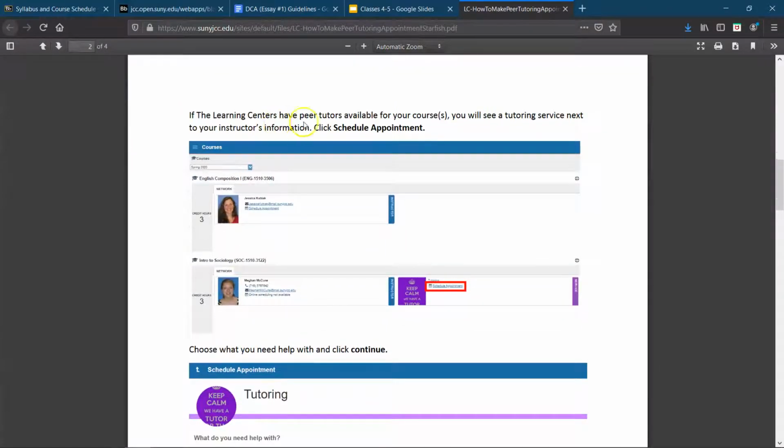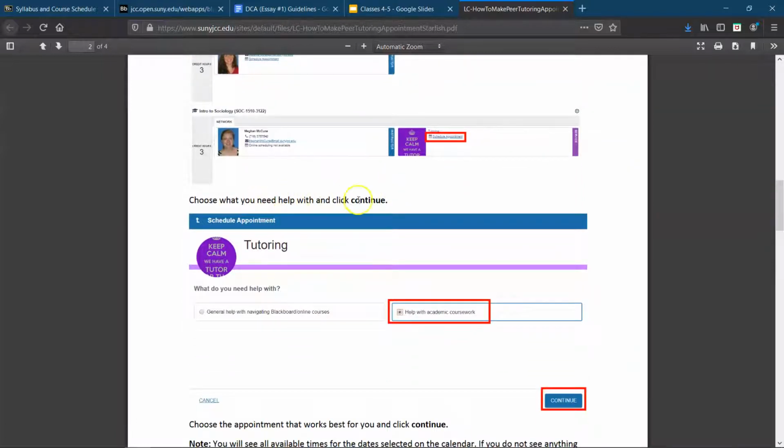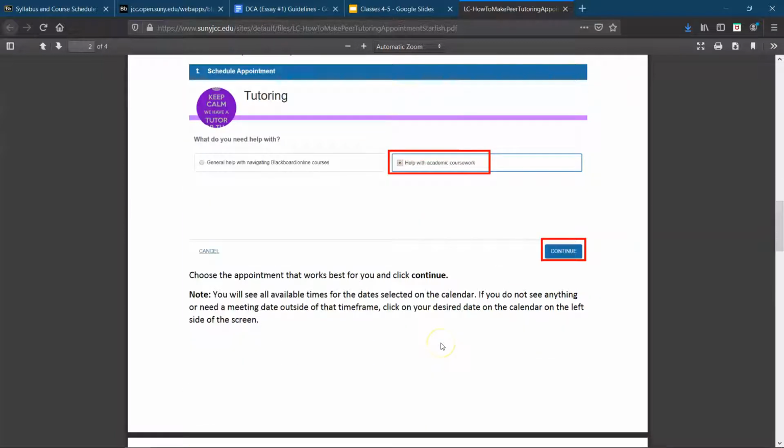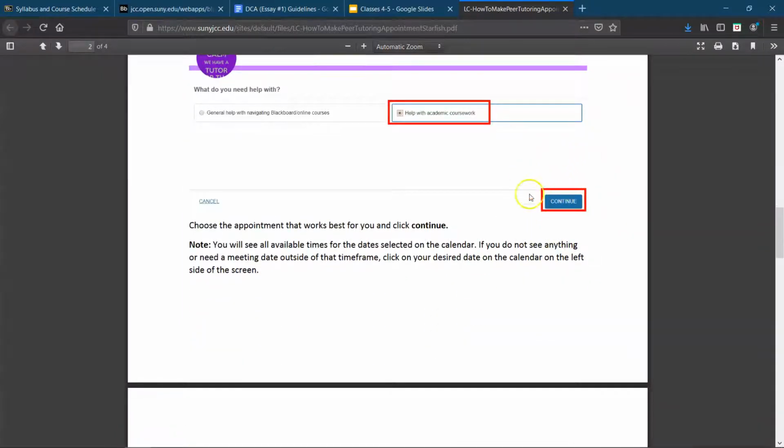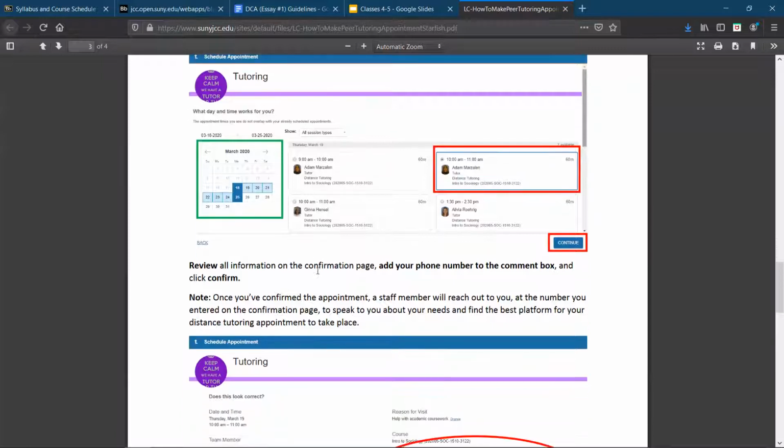And if the Learning Center has peer tutors available for your course, you will see a tutoring service next to your instructor's information. And then you will schedule an appointment and choose what you need help with and continue, help with academic coursework. And then you hit continue. And then you will see available times for the dates selected on the calendar. And then from there, you can choose one of the tutors.